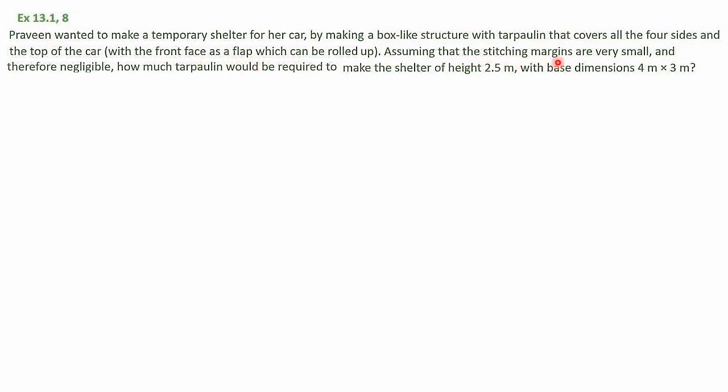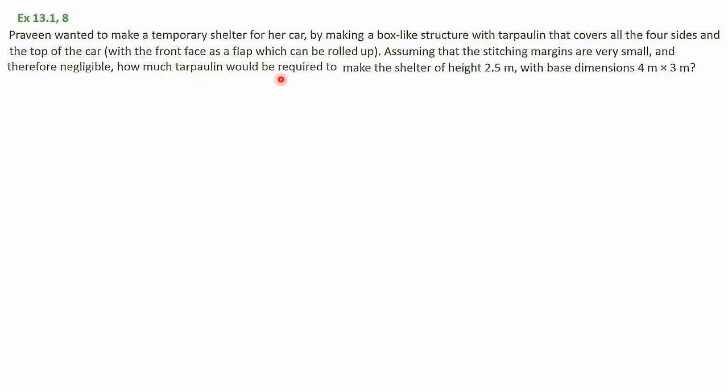Assuming that the stitching margins are very small, means while making the cuboid we need to connect the edges. So edges means two faces we have to connect. So assuming that the stitching margins are very small, the margins are very small and therefore negligible. So we need not consider that stitching portion. It is simply a cuboid, that's all.